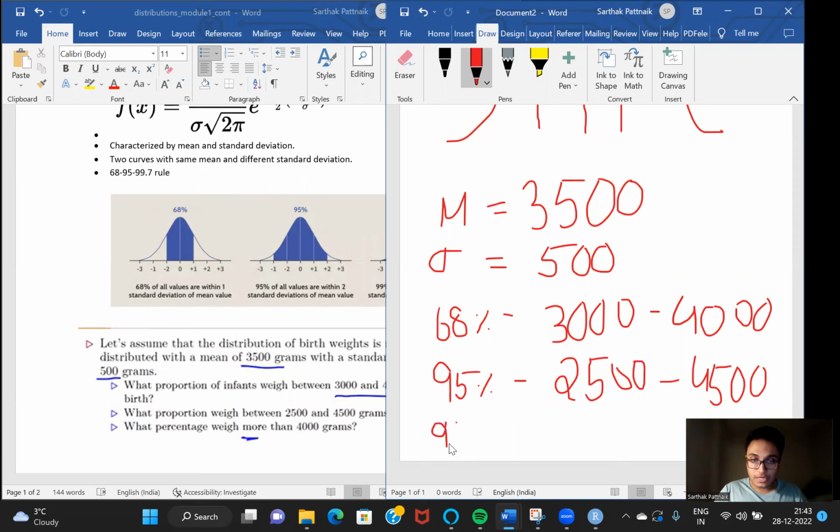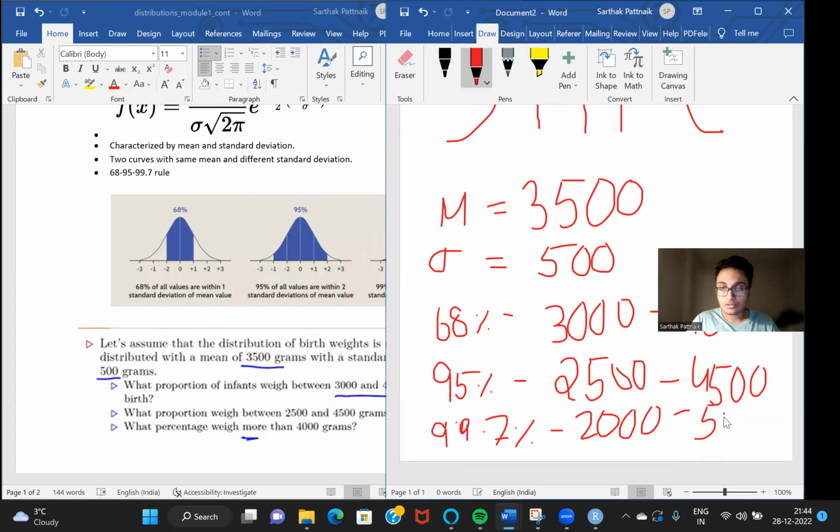And if you want to check for 99.7, this will come out to be, if you subtract 1,500 from 3,500, you will get 2,000. And you will get 5,000. Move this a little bit over.